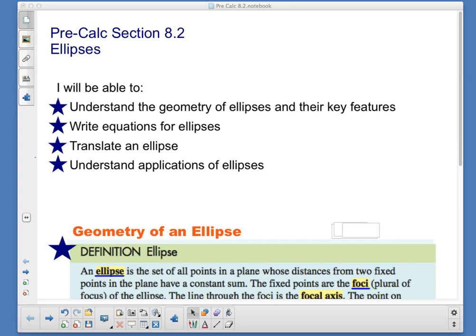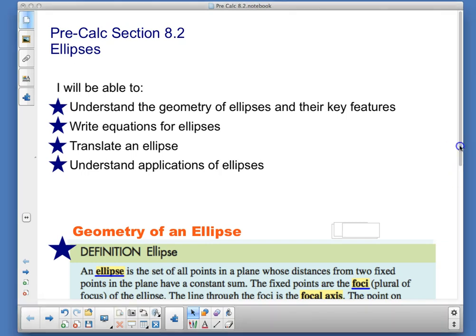Okay, this is notes 8.2 day 1. Pre-calc section 8.2 is ellipses. You'll be able to understand the geometry of ellipses and their key features, write equations, and translate them. We're doing that in the first four examples today. And then tomorrow we'll talk about applications of ellipses.